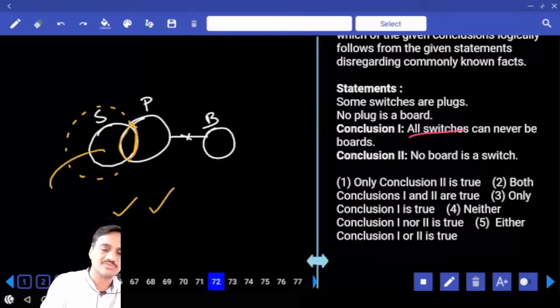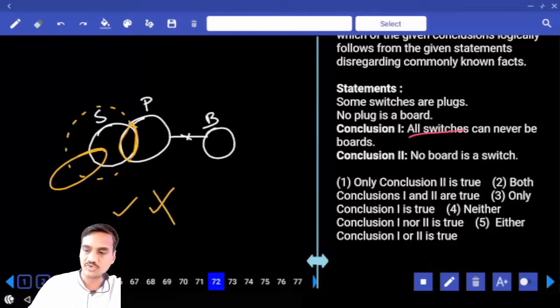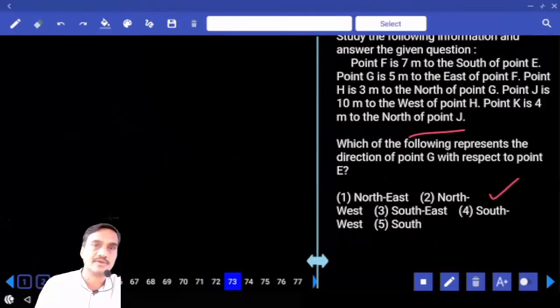ఇది ఫాల్స్ అవ్వాలంటే సమ్ బోర్డ్స్ ఆర్ స్విచెస్ రాసుకోవచ్చు కదా. అండ్ దిస్ ఈజ్ ఫాల్స్. అండ్ వాట్ ఈజ్ యువర్ ఆన్సర్? Only one, choice 3, question number 72. Then 73 onwards. Now this is based on directions here.